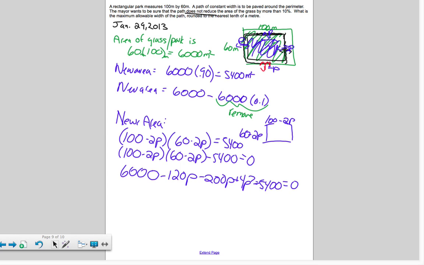And you'll see this. All I'm going to do is expand this. 100 times 60 is 6,000. Negative 2p times 60 is negative 120p. 100 times negative 2p is minus 200p. Negative 2p times negative 2p gives us plus 4p squared.